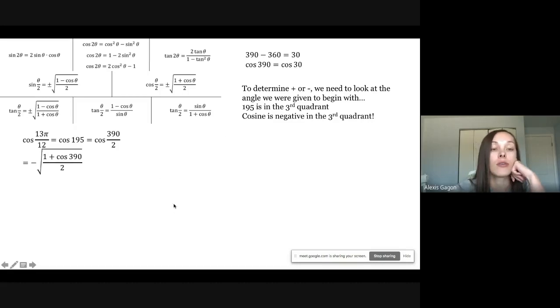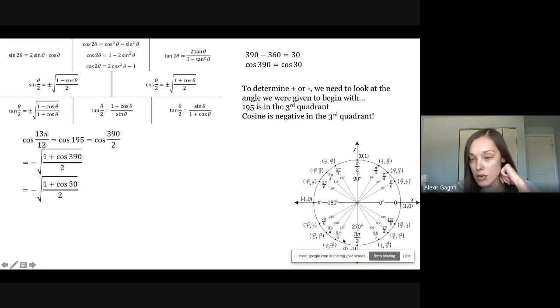Okay, so then here, this is going to be negative square root of 1 plus cosine of 390 over 2. Well, we just figured out that the cosine of 390 is the same as the cosine of 30. So that's the square root of 1 plus the cosine of 30 over 2, which if we look at our unit circle, 30 is right here. Cosine is your x value. So that's going to be square root of 3 over 2. And another way you can look at this, like 390, you would just go all the way around the circle.